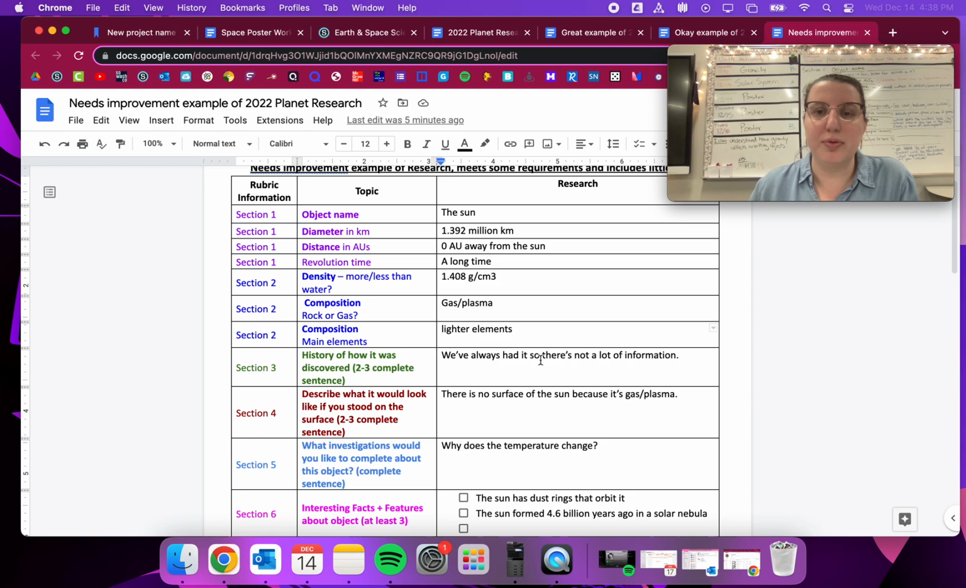And then for needs improvement, we've always had it, so there's not a lot of information. You still have to give me something. Even if you can't find tons, there's still other things you can include.